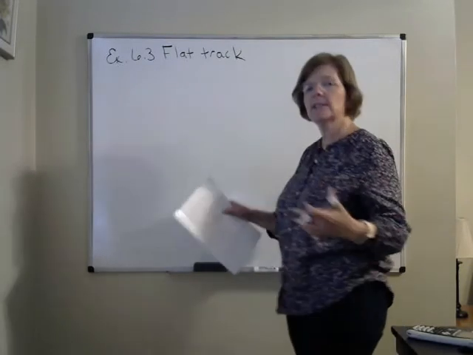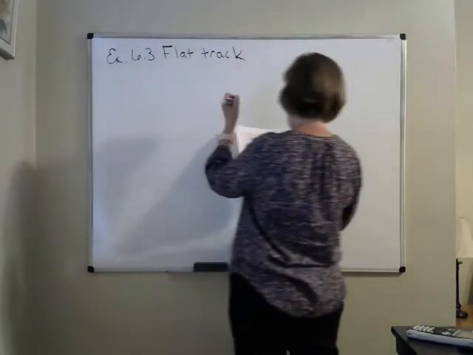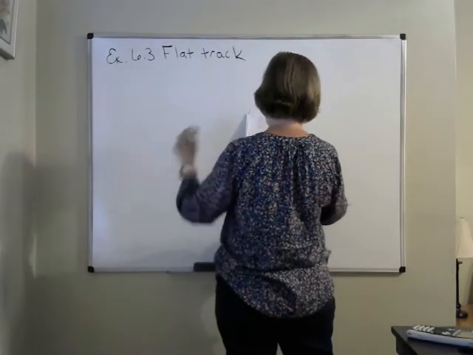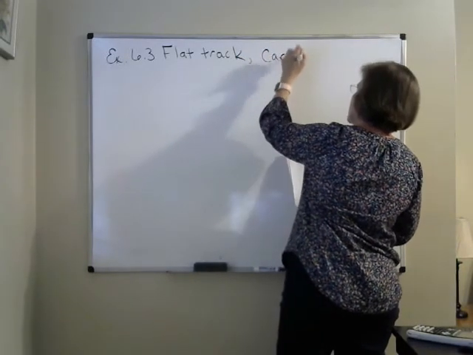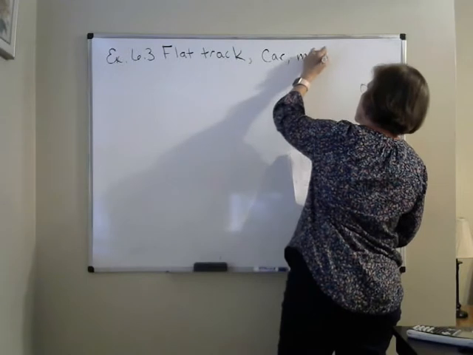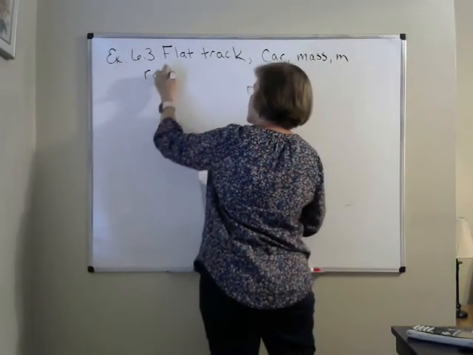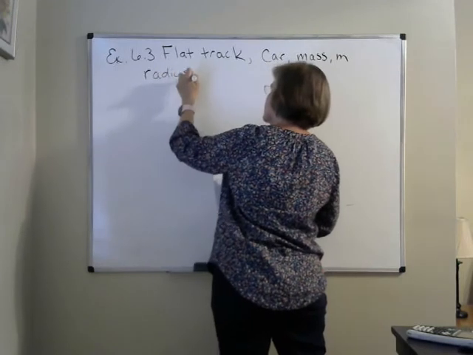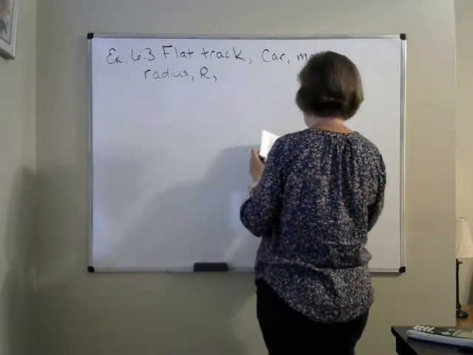So we're going to do this at first in kind of general terms. So we've got, we'll just say that it has a mass of m. The track has a radius of r. There's a coefficient of friction.